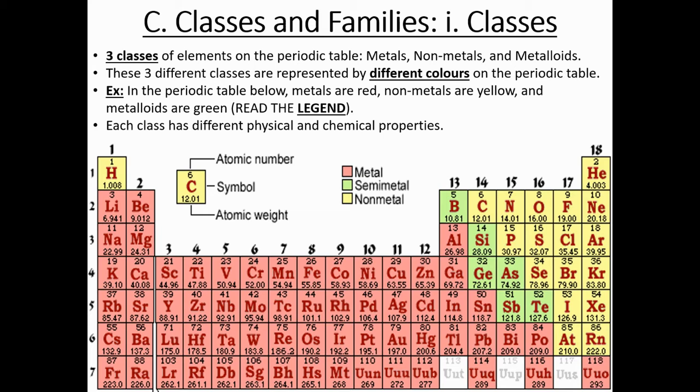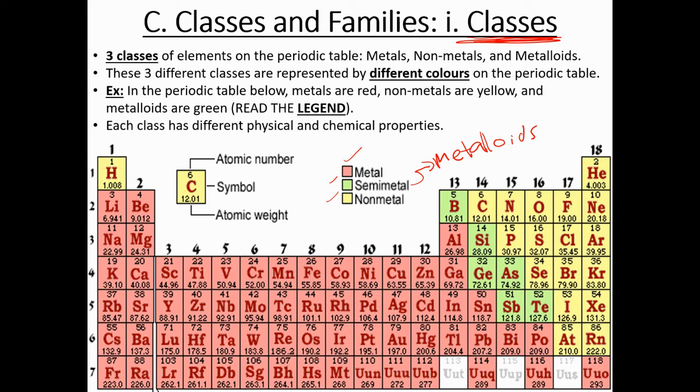So here we can see we have three different colors. These three different colors are the three different classes of elements. You can think of them as the major categories of elements that exist on our periodic table. The three major categories or classes are the metals, semi-metals, and the non-metals. Semi-metals are also called metalloids. That's how they're more commonly called, metalloids.